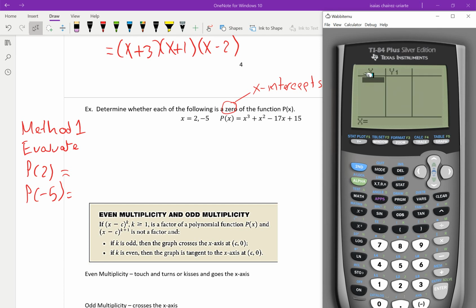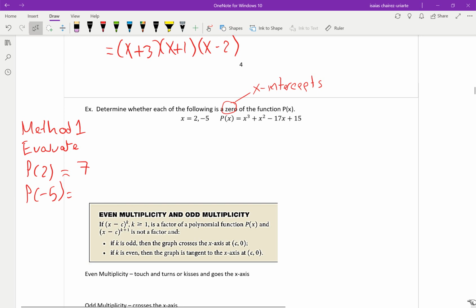And now I'm just going to enter the values of x that I'm interested in. So for instance, I want to know if 2 is a 0 of my polynomial or an x-intercept. So I'm going to hit 2, I'm going to press enter. And if my x is equal to 2, my y is -7. So p of 2 is -7.